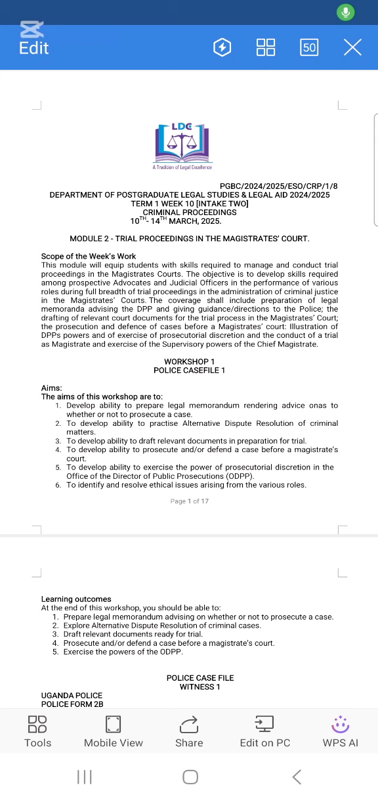Welcome to Criminal Proceedings, week 2, the second week of Criminal Proceedings: trial proceedings in the Magistrates Court. This module will equip students with skills required to manage and conduct trial proceedings in the Magistrates Courts.